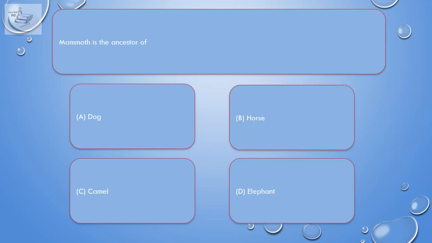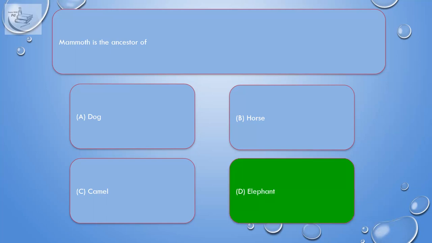Question: Mammoth is the ancestor of A. Dog, B. Horse, C. Camel, D. Elephant. Correct answer is D. Elephant.